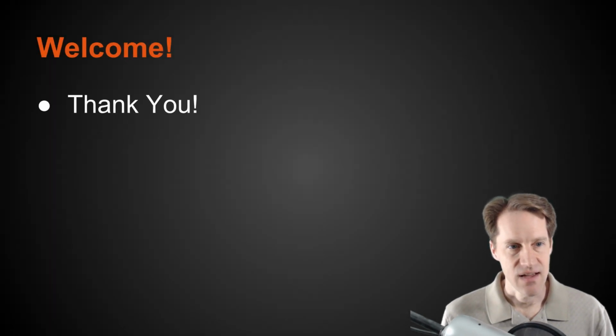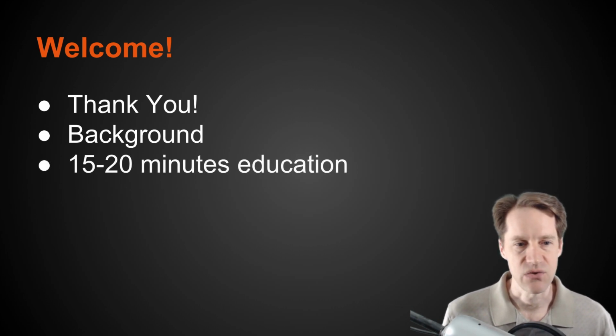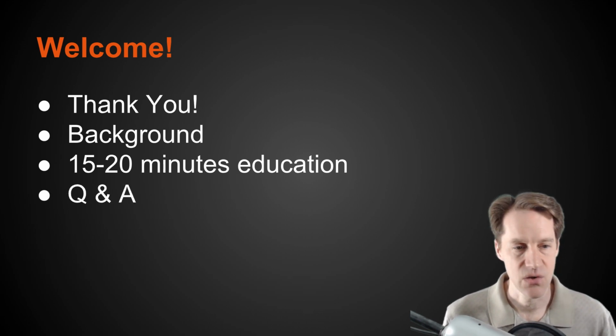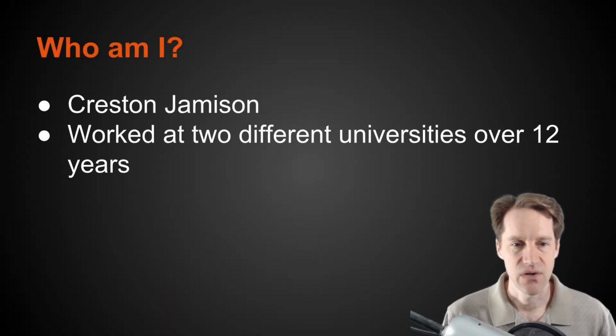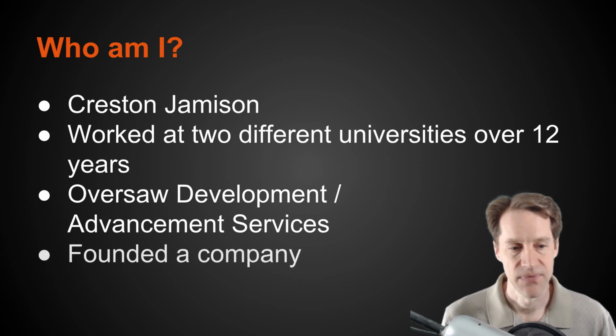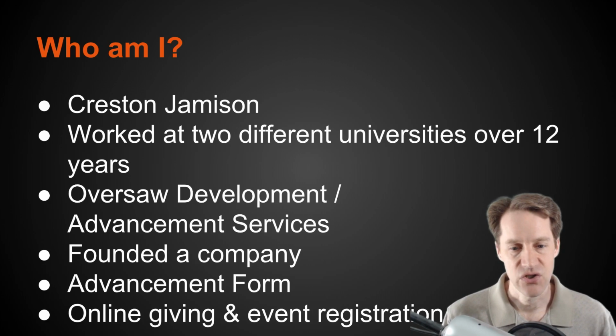Okay, so firstly, welcome. Thank you for coming. First, I'm going to talk a brief background about myself. We're going to go into 15 to 20 minutes of education, and then we'll have a Q&A period in case anybody has any questions. All right, so who am I? Again, my name is Preston Jameson. I've worked at 2 different universities over 12 years. I oversaw development and advancement services at those universities. Since then, I founded a company and developed a product called Advancement Form that does online giving and event registration.